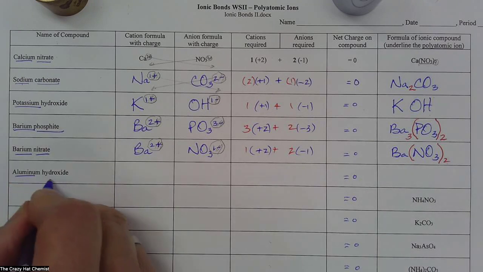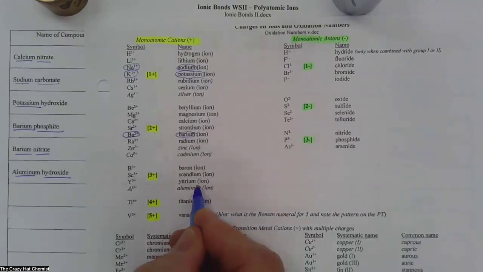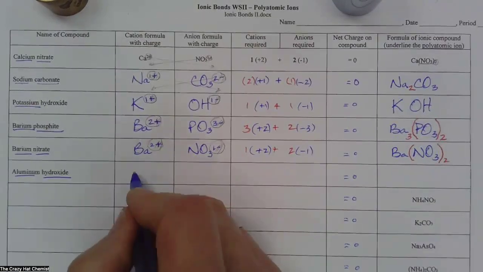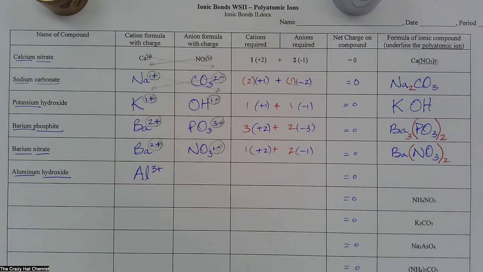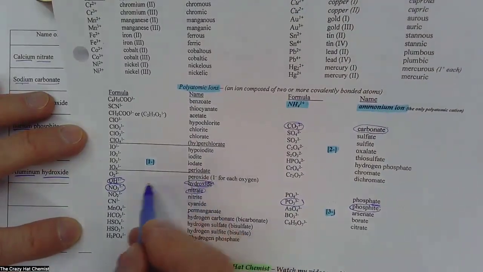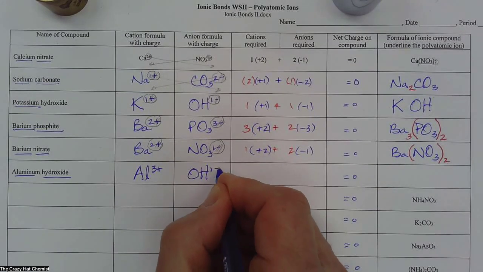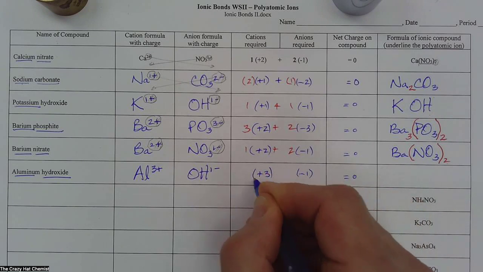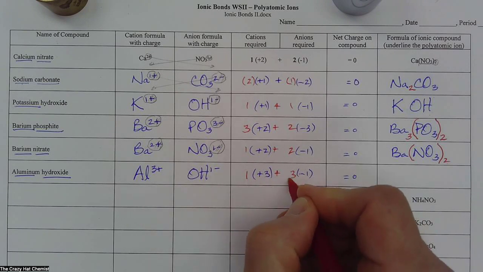Next one is aluminum hydroxide. I'm going to find aluminum here. That is, aluminum is right here. It is Al with a 3 plus. Al and a 3 plus, and then hydroxide. I think we've done it before, but there is hydroxide. That is an OH1 minus. So that's an OH and a 1 minus. It's a 3 plus charge and a 1 minus charge. I need to find a way to add up these two numbers. I'm going to multiply that by 1, that by 3.